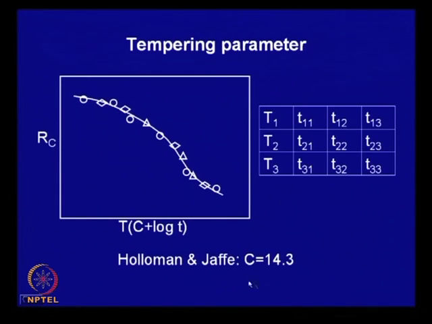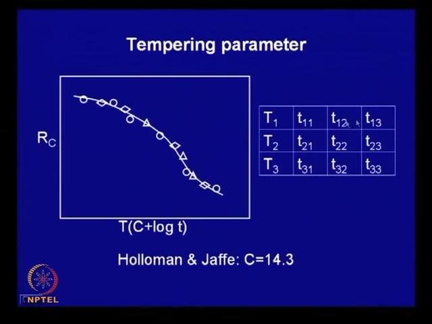It was reported first by Holloman and Jaffe that if you represent this hardness plot against a time-temperature parameter called the tempering parameter, also sometimes referred to as the Holloman-Jaffe parameter, where T is temperature in degrees absolute, C is a constant, and log t is the log of time, which you can take in seconds, let us say, and for the different varieties of steel he looked at, he found C to be around 14.